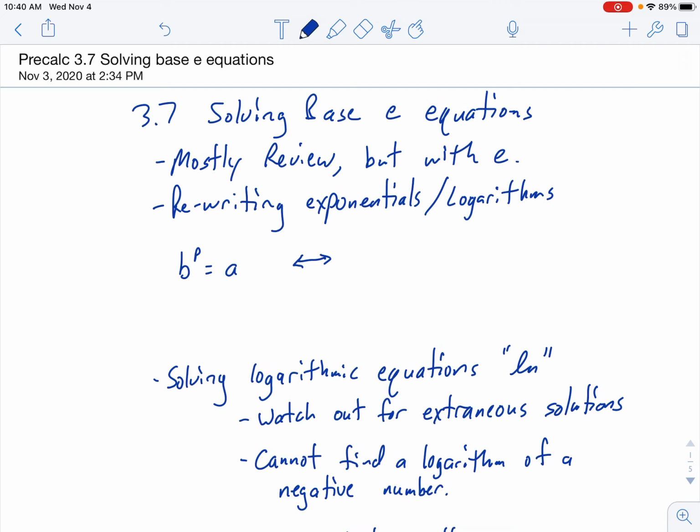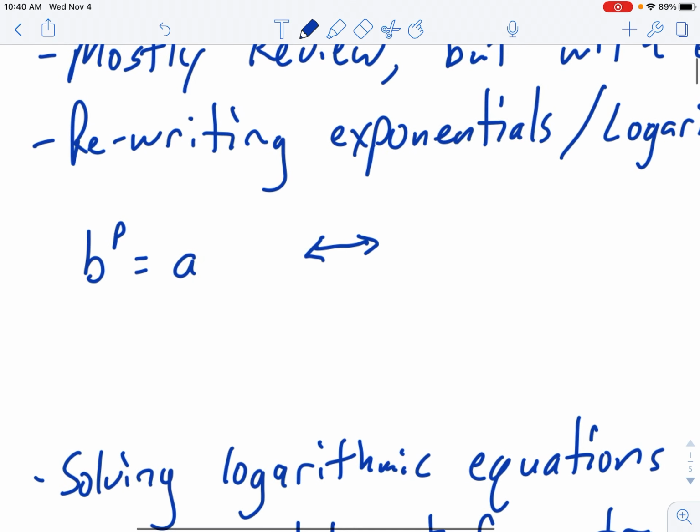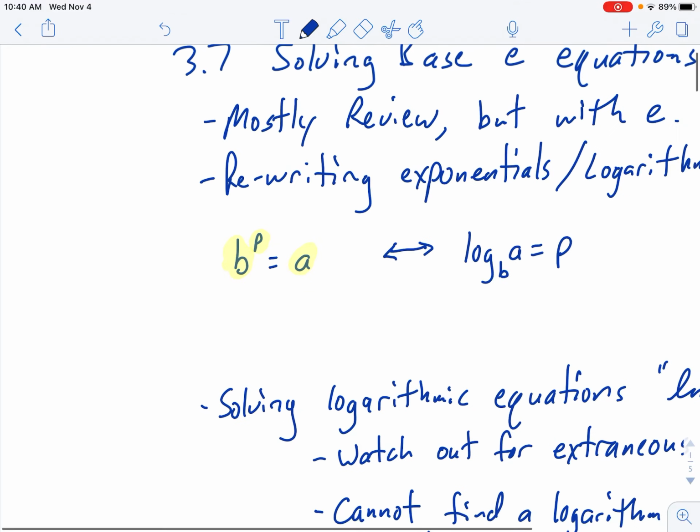So here's what you're going to be doing. You're going to be rewriting exponentials and logarithms. In case you forgot, an exponential is a structure that has a base, a power, and then the other side of the equal sign, which you might call your answer. A logarithm has a base, the same base b. It has an argument, which is the same as the answer in the exponential form. And the answer to a logarithm is the power that you would have in the exponential form. But as I said, what we're going to do will be all base e.